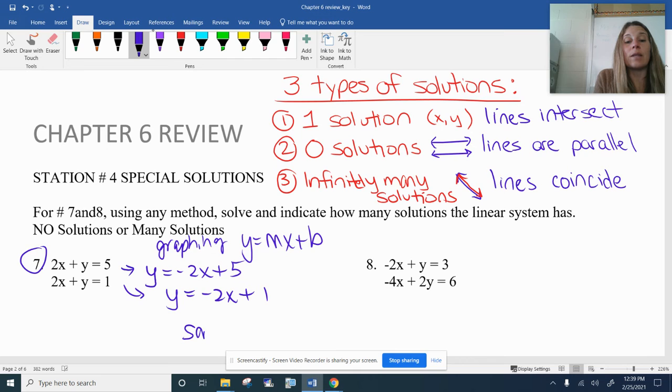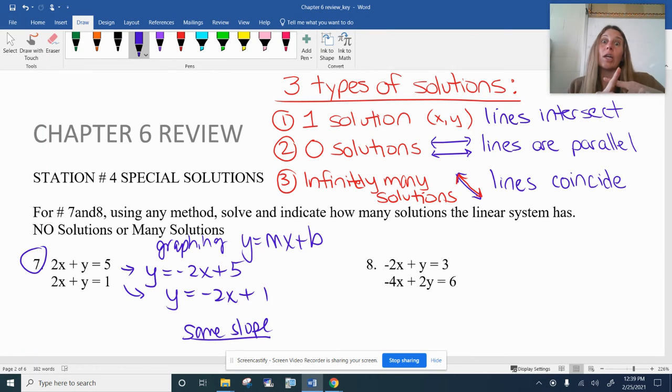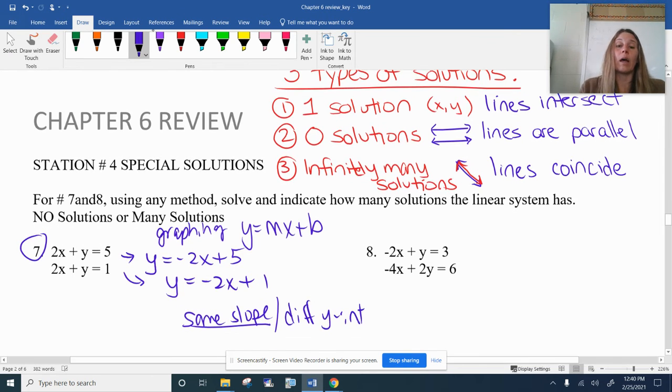Notice they have the same slope. Parallel lines have the same slope. So if they have the same slope, they're definitely not going to intersect. If they have the same slope and the same y-intercept, well, then we know they're the same line and the lines coincide. These 2 have the same slope but different y-intercepts. So that means that they are parallel lines.